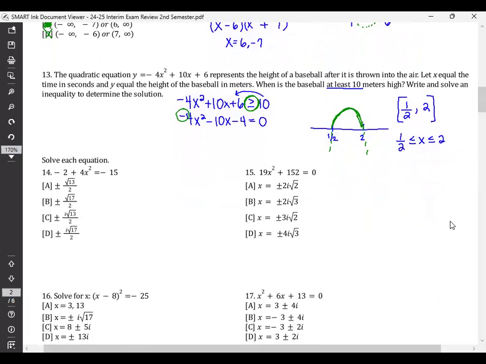For number 14, we're going to solve that equation. And if you have just an x squared or a parentheses squared, like you see on number 16, please use the square root method. That just means we want to get this by itself. So to do that, I'm going to add 2 to both sides. That's going to leave me with 4x squared equals negative 13. Then again, get x squared by itself. So let's move the 4 over.